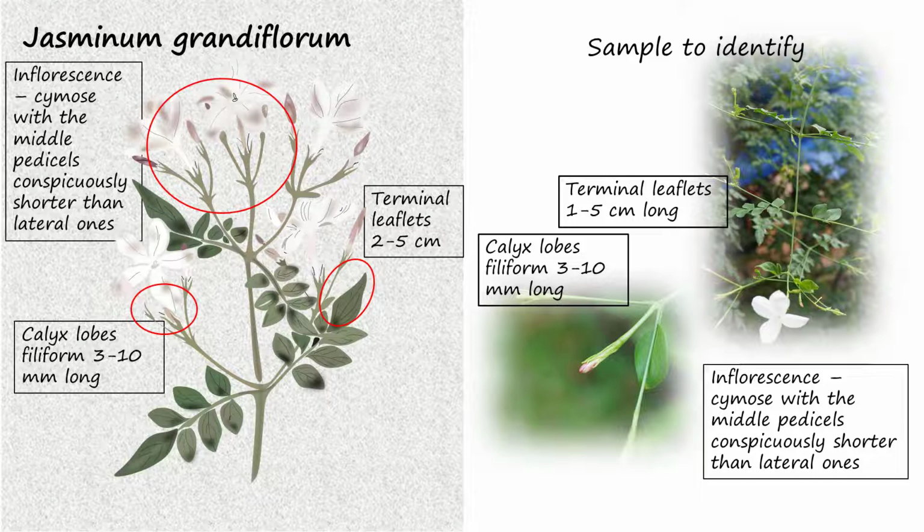The third Jasminum species name brought up by the phone apps was Jasminum grandiflorum. The sample and Jasminum grandiflorum have terminal leaflets of around 1 to 5 cm long, calyx lobes filiform about 3 to 10 mm long, and the cymose inflorescence with middle pedicels conspicuously shorter than the lateral ones. So the sample is most probably Jasminum grandiflorum.